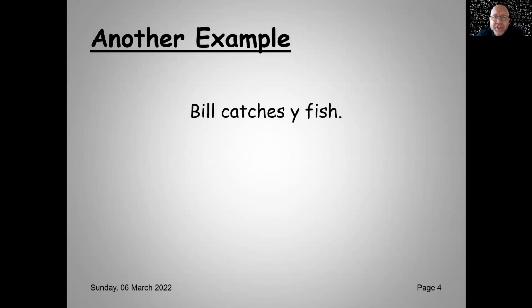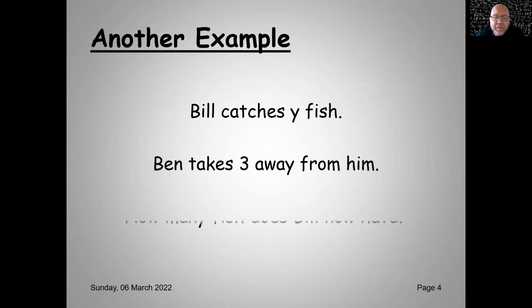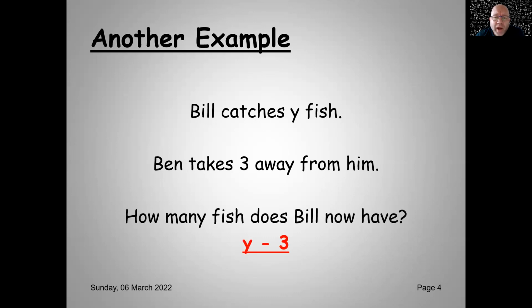Now, Bill catches some fish. We don't know how many, so we're going to say Bill catches Y fish. Ben comes along and takes three of them off him. So as an algebraic equation, we have got the Y he started with, take away 3. Okay? So the Y he caught less the 3 that Ben took away from him.